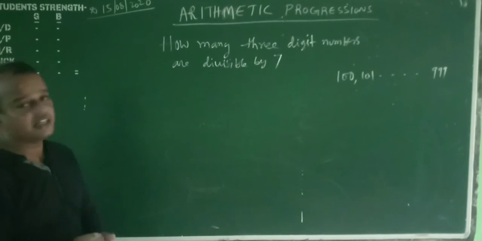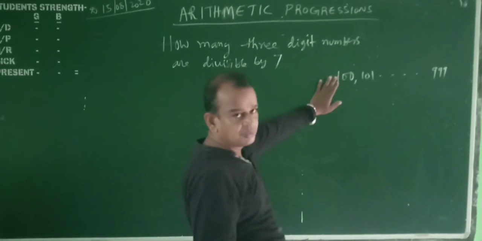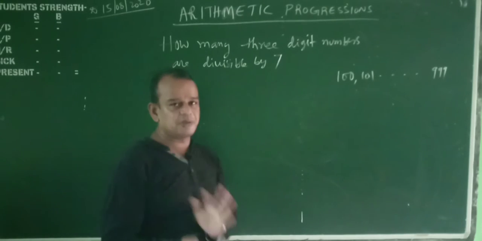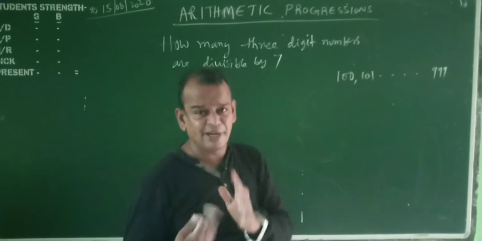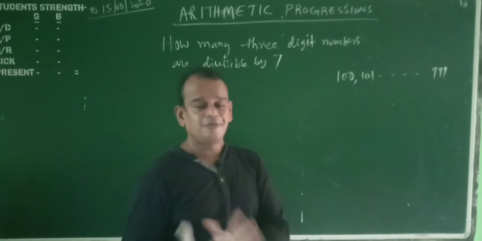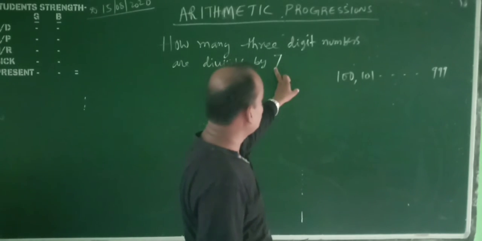How many means we will find the n value. Divisible by 7 means the common difference is 7. Divisible by 5 means the common difference is 5, and so on. Okay, is 100 divisible by 7? No. 101?